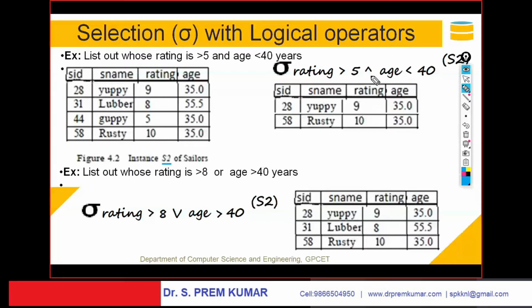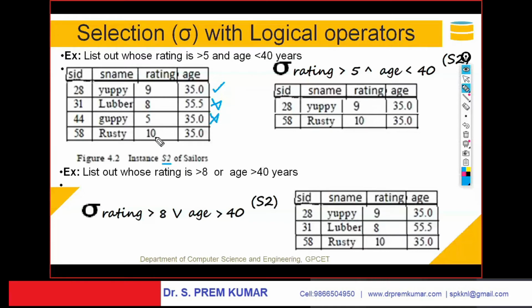If you observe here, rating greater than 5 and age less than 40 are both satisfied for UP, so UP satisfies the condition. Here rating is greater than 5, but age less than 40 is false, so this is not satisfying the condition. For this one, rating is 5, which is not greater than 5, so this is not satisfying.